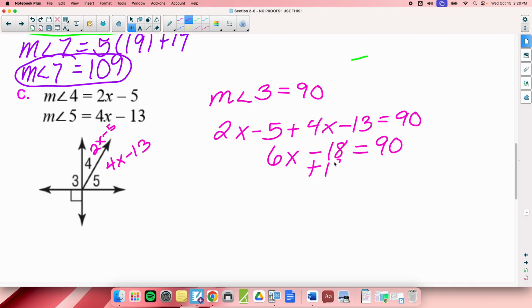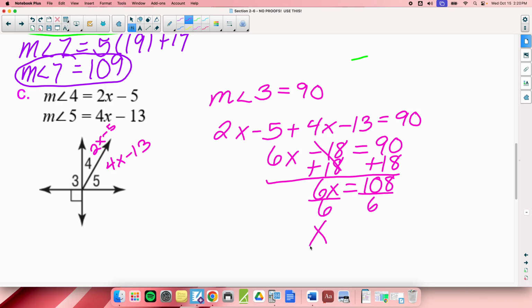Plus 18 brings it to 108. Then divide by 6. So 6x equals 108. And when I do that, 108 divided by 6 is 18. Okay, but then you still have to go back here.